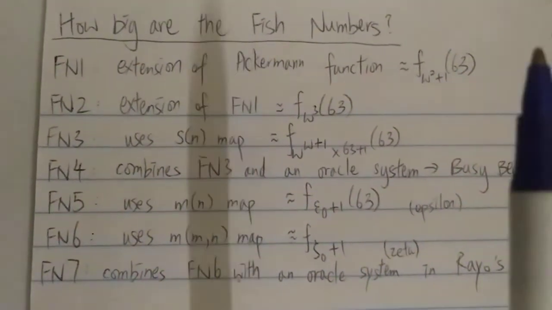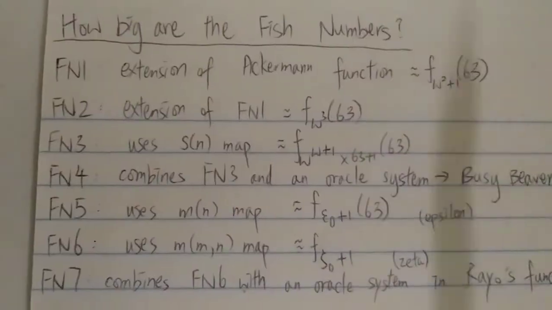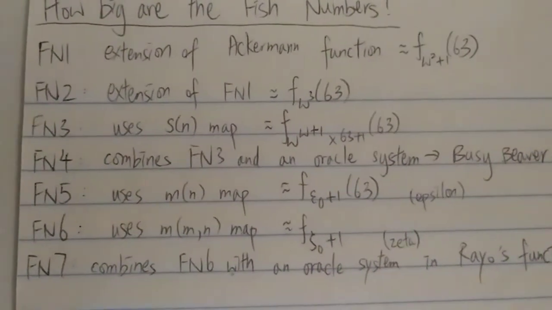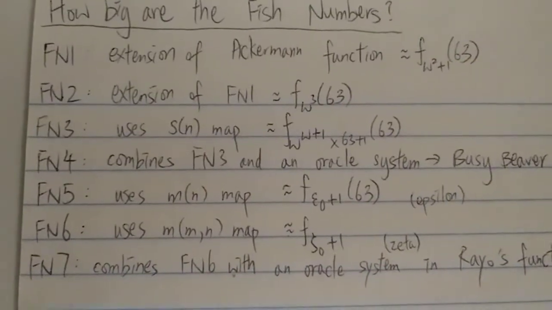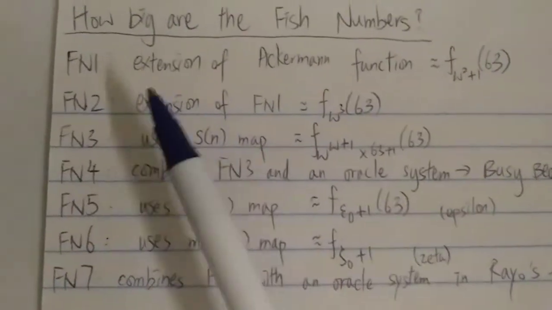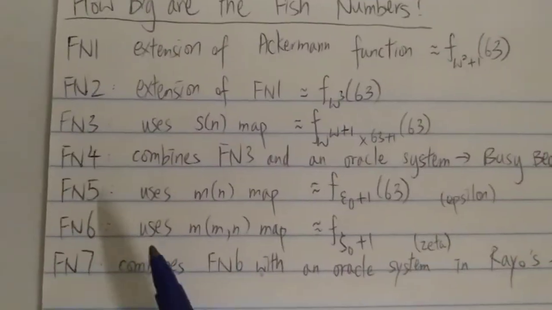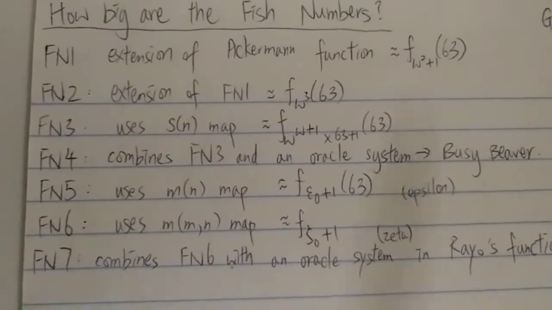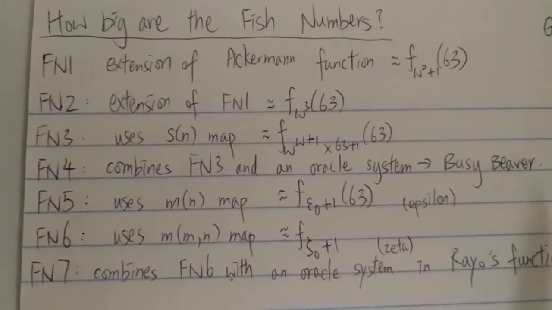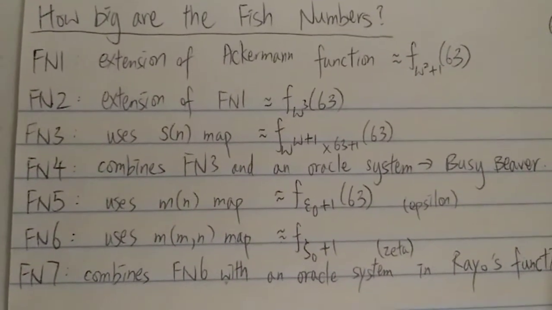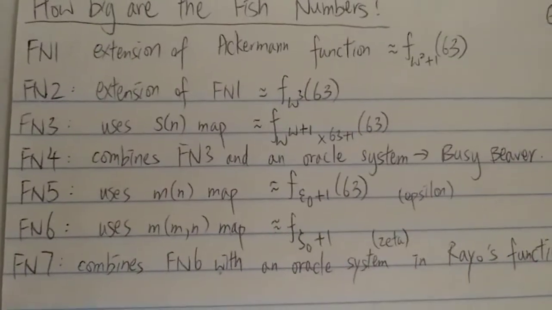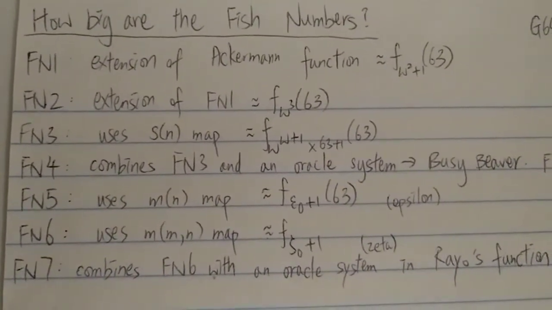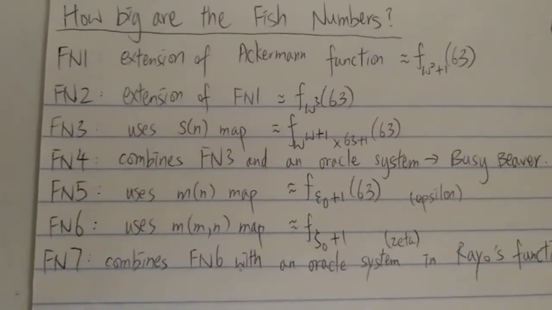First of all, the Fish numbers were, I think, created by a Japanese googologist named Fish, and there are in total 7 of them. So Fish numbers 1, 2, 3, 4, 5, 6, and 7. They are of different sizes. So let's quickly look at them. I'm not going to explain them in too much detail. You can look at their exact explanations and more details on Googology.